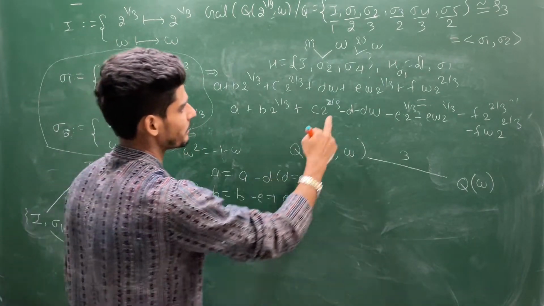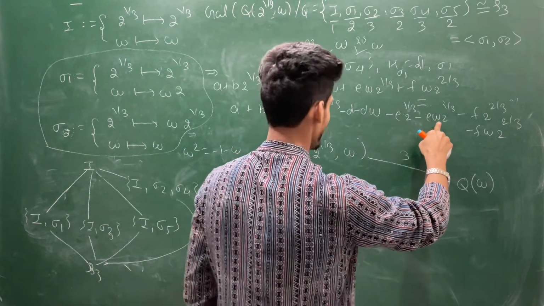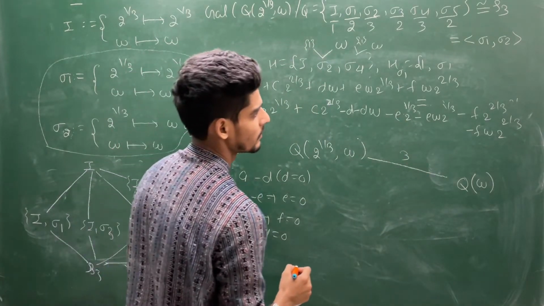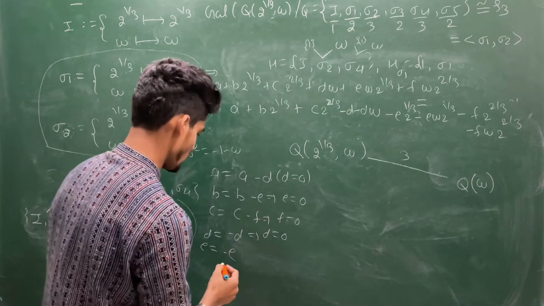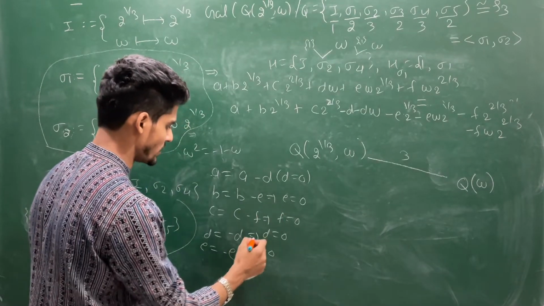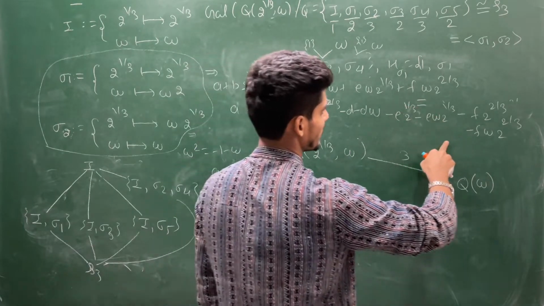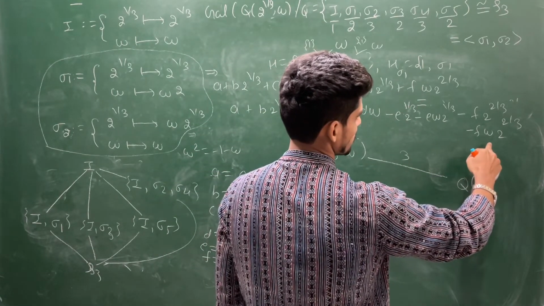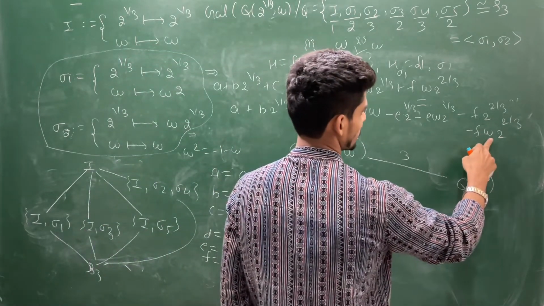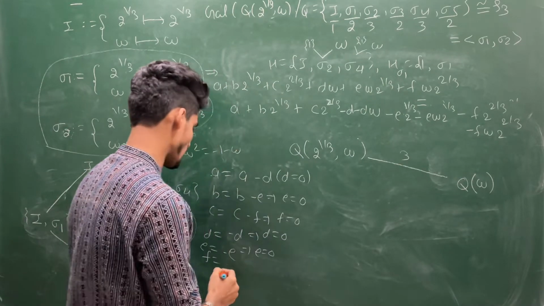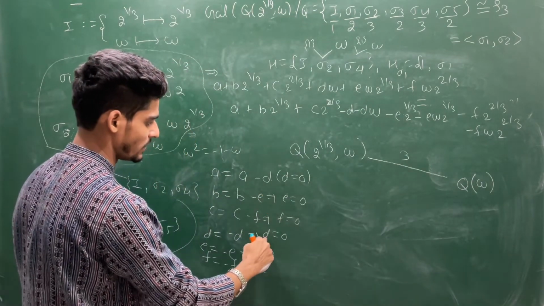Now you compare the coefficient of omega times 2 power 1 by 3. So omega times 2 power 1 by 3, it is minus E. So this will imply your E is 0, that is already 0. And next you will have F, omega times 2 power 2 by 3, it will give you minus F. So this will imply F is 0. So your D is 0, E is 0, F is 0.